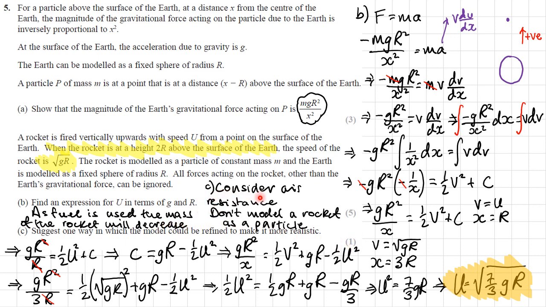So for example, we could consider air resistance. It does say that we're ignoring all other forces. Air resistance would be important. We could decide that we're not going to model the rocket as a particle. A rocket is big enough and ugly enough to be modeled as something other than a particle. And also rockets carry an awful amount of fuel, and this fuel is going to get used up as the rocket goes up into space. So the mass of the rocket is going to decrease, so we might want to include that in our improved model to make it more realistic.